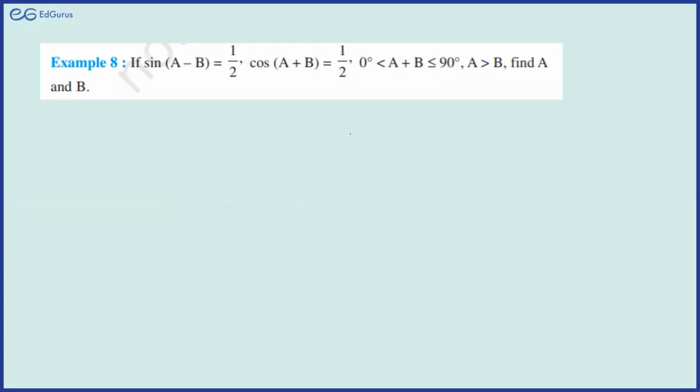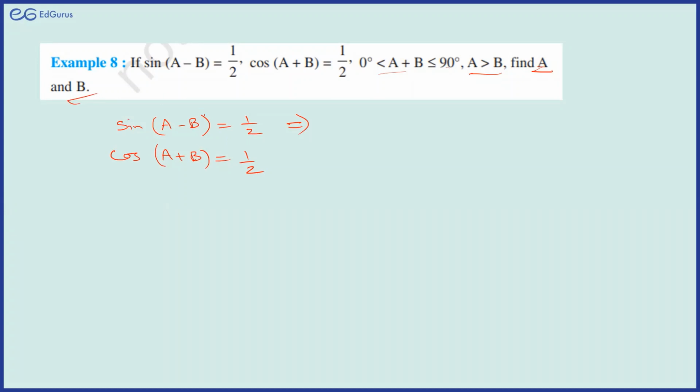Next, if sine of A minus B is equal to half and cos of A plus B is equal to half, and A plus B is between 0 and 90 degrees, and A is greater than B, find A and B. Now, what are they really saying? Sine of A minus B is half, and cos of A plus B is half. I need to find A and B, so I need to somehow figure out the relationship between A and B.